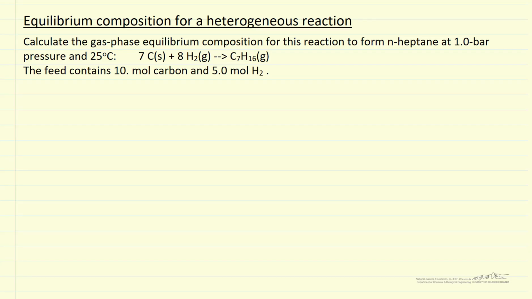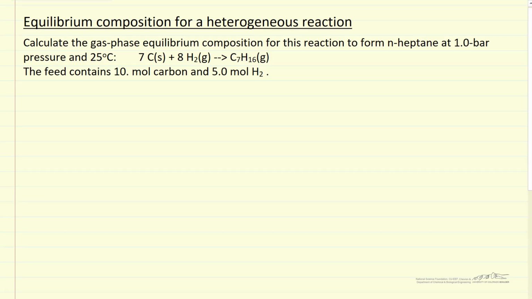In this example, we have a heterogeneous reaction, namely a solid reacting with a gas to form another gas. And we want the equilibrium composition at 1 bar and 25 degrees C. We start out with 10 moles of carbon, 5 moles of hydrogen. So the first thing we need to do is calculate the equilibrium constant, which we calculate from delta G of reaction.